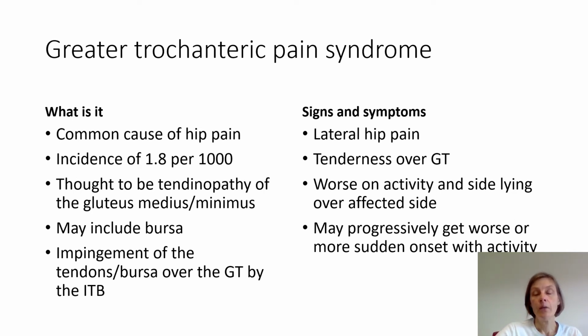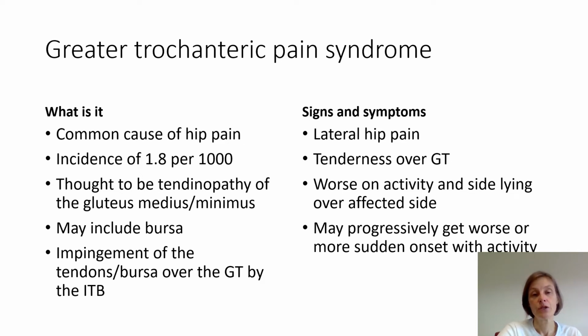The next condition that we're considering here is greater trochanteric pain syndrome, which used to be called trochanteric bursitis. It's a common cause of hip pain, affecting roughly 1.8 per thousand of the population. Whilst it used to be called trochanteric bursitis because it was thought that the bursa was the particular source of the pain, more recent research has shown that it's more likely to be a tendinopathy of gluteus medius and/or minimus, and it may include the trochanteric bursa but not always.